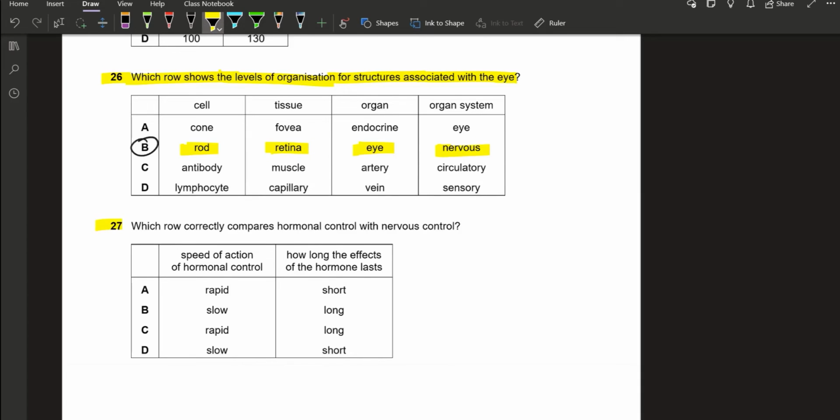Question number 27. Which row correctly compares hormonal control with nervous control? Speed of action of hormonal control, how long the effect of hormone lasts. So it would be slow, and the effects would be longer. The correct option would be option B.